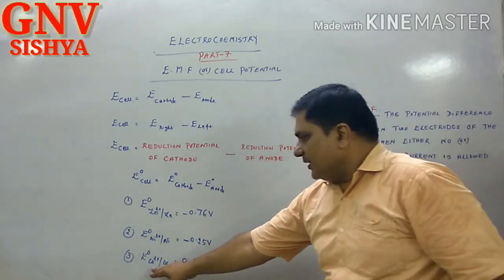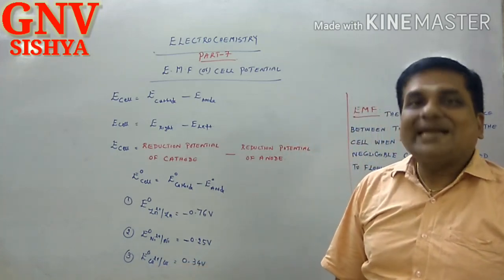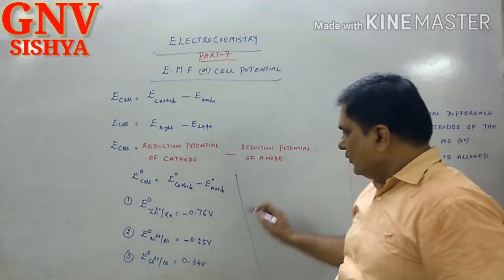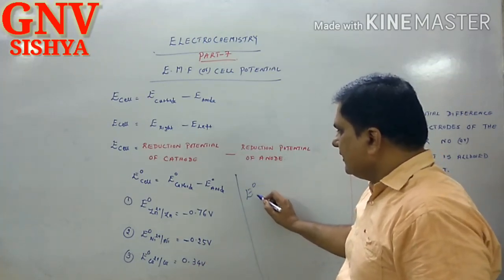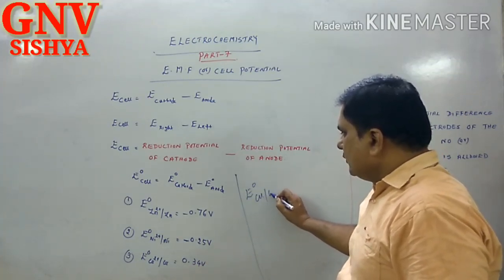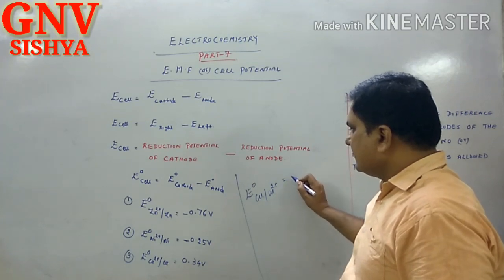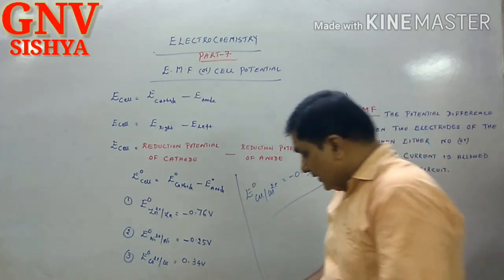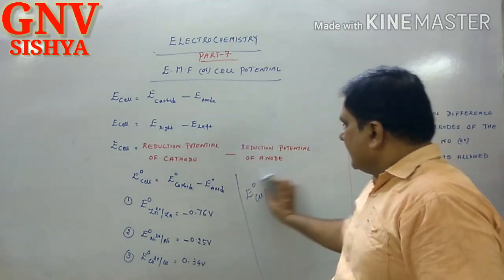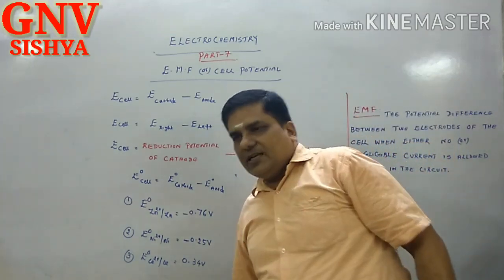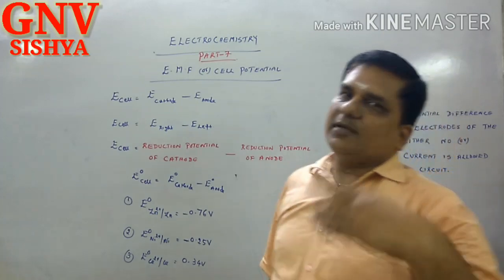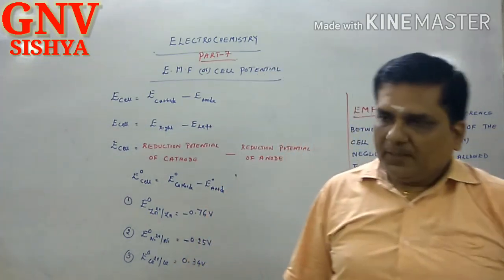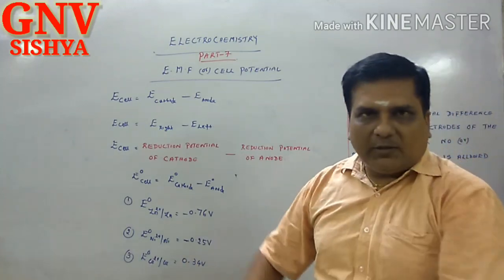One more example. Here I have given you the reduction potential of copper. What is that? Plus 0.34 volt. Shall we find out the oxidation potential? E naught Cu bar Cu2 plus is minus 0.34 volt. What I would like to say is, if the oxidation potential is positive, then the reduction potential will be negative. The number will be the same, the sign will be different. Okay, come back to our topic now.